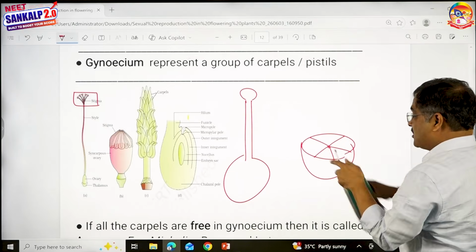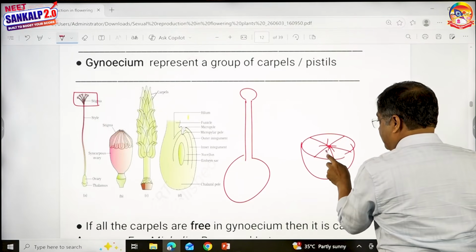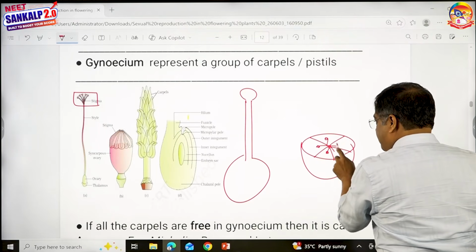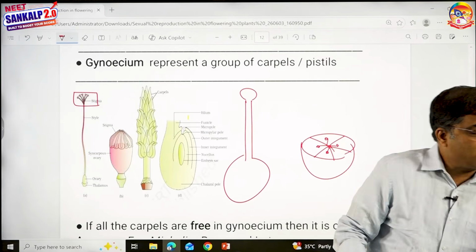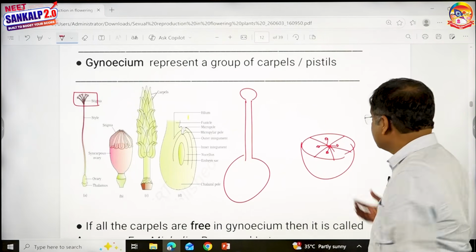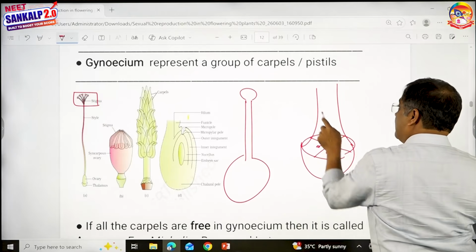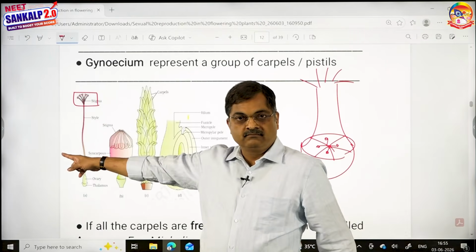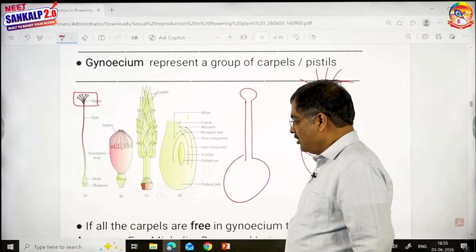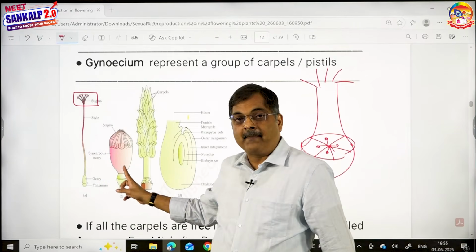Alright. So these are the ventral sutures, and on the ventral sutures, ovules are attached. So is it true that in hibiscus, all the 5 carpels are fused? Yes. Styles are also fused, but stigmas are free. Very important. Look at the next example, papaver.